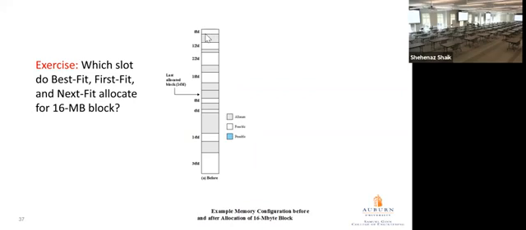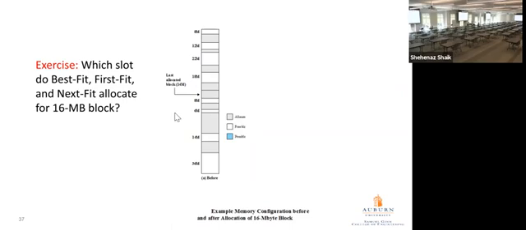Okay, so here we have holes of size 8 megabytes, 12, 22, 18, 8, 6, 14, and 36. Okay? So in this particular case, let's see if a process arrives with a request for a 16 megabyte block. If that is the case, now let's see which of these different holes get allocated to the process based on each of the four different approaches that we have discussed.